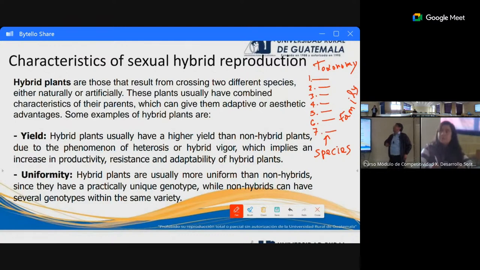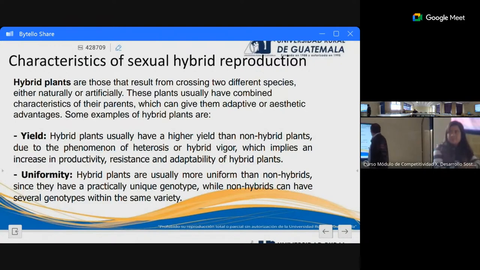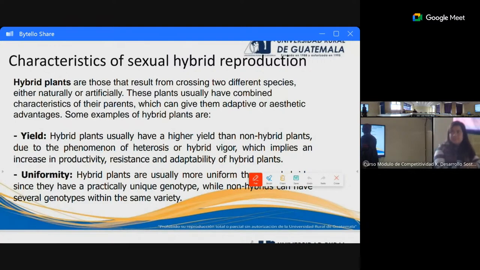For hybrid plants, we need to combine two different species. Let's say species one and species two. If we cross these two species, we will obtain the hybrid plant. In the next paragraphs, we're going to check some examples of hybrid plants. They usually have combined characteristics of their parents, which can give them adaptive or aesthetic advantages.